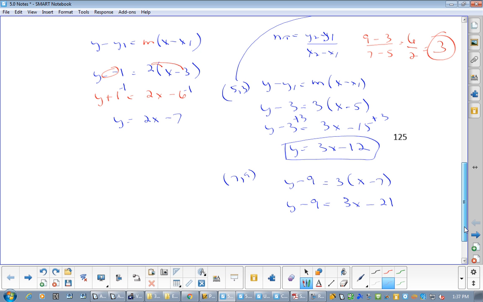What do I do to get rid of that minus 9? I'll add 9, correct? Y will equal 3x. What's negative 21 plus 9? Negative 12. That's good proof that it is the same line. Doesn't matter which point you pick. Okay? Is this bringing back some memories? No?